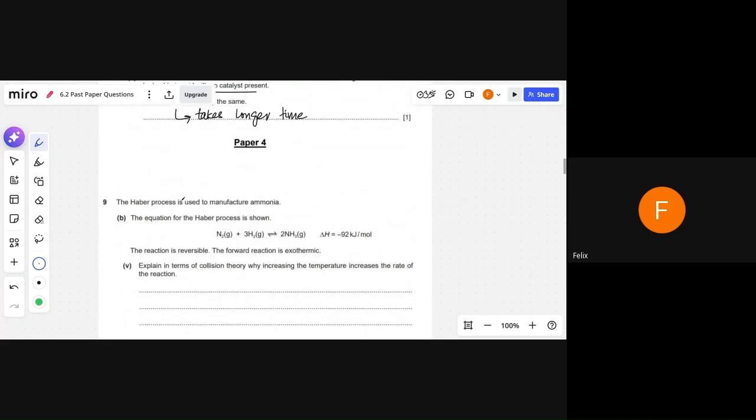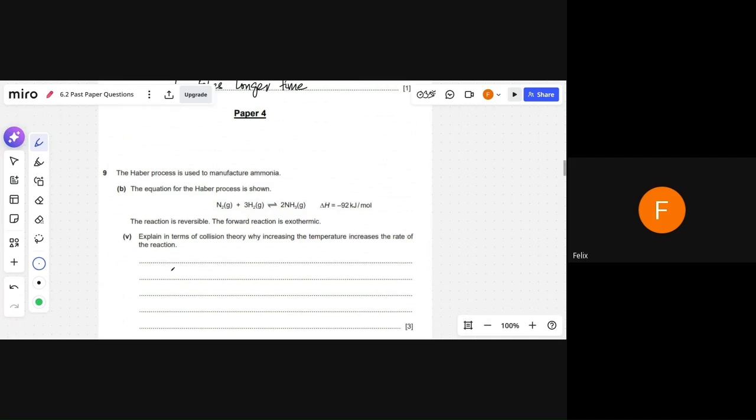So these questions now, these are from paper 4. So let's take a look at this question. And the first question says that the Haber process is used to manufacture ammonia. All right. And this is the chemical equation. The reaction is reversible and the forward reaction is exothermic. We can also see this from the negative value of delta H. We know that if this value is negative, it's an exothermic reaction.